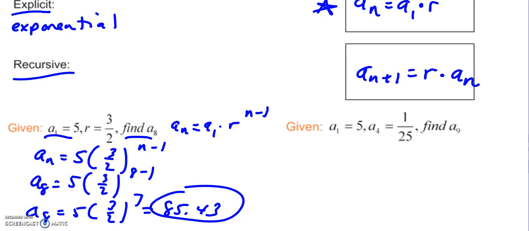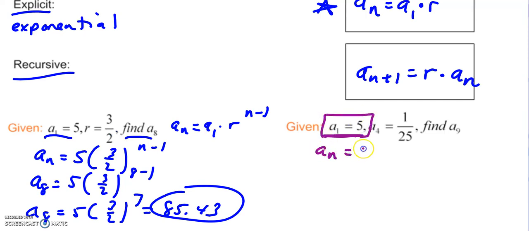The second example here starts off well. I notice that again we're given the first term, which is nice because we're going to need it for the equation. But unfortunately, like in arithmetic, we weren't given the slope. For geometric, we were not given the common ratio, which means I need to find it. So we're going to have to work backwards. But again, I do know this, so let's at least start there.